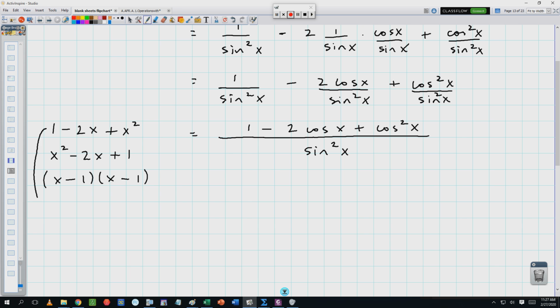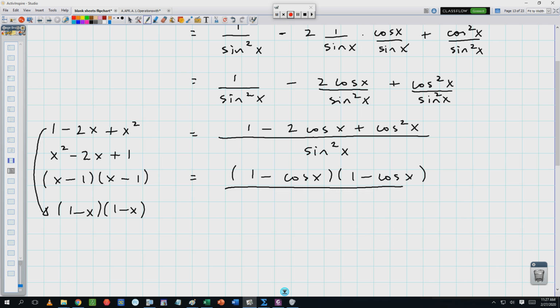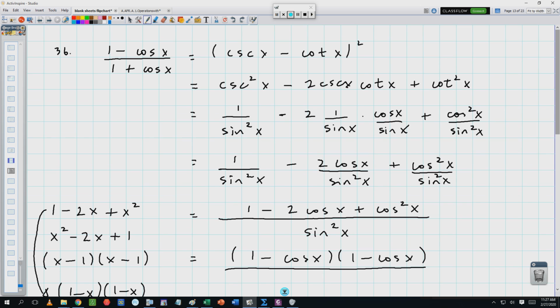But I want to factor this instead. So it's 1 minus x and 1 minus x. Instead of the x, I'll be using cosine. So parentheses 1 minus cosine x and another 1 minus cosine x. On the bottom, I'm going to get rid of the sine because I noticed in my target up here, there's no sine.